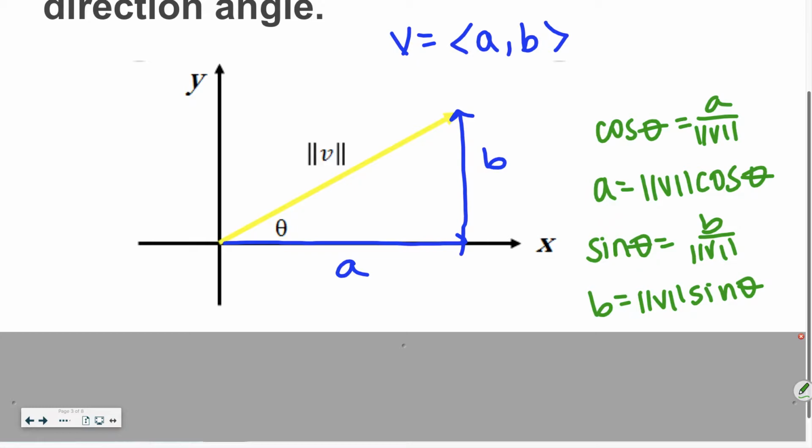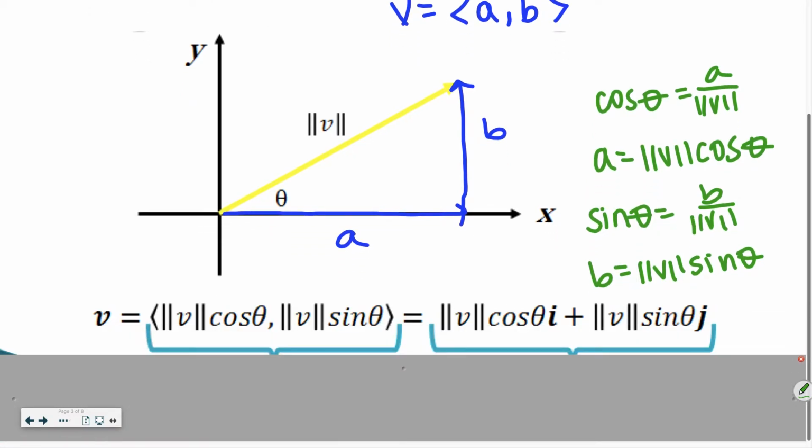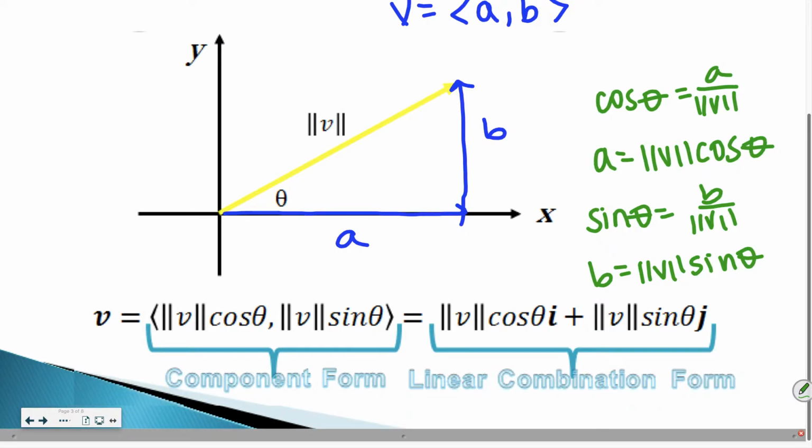So we'll make it official here. If we want a vector and we know our magnitude and direction, then this is what it's going to look like. In component form, we would do magnitude cosine theta, magnitude sine theta for the two components. And in linear combination form, that's what we would put in front of the i and the j.